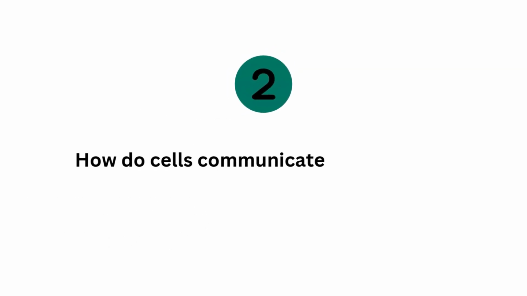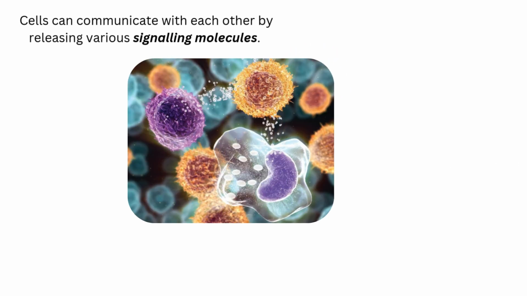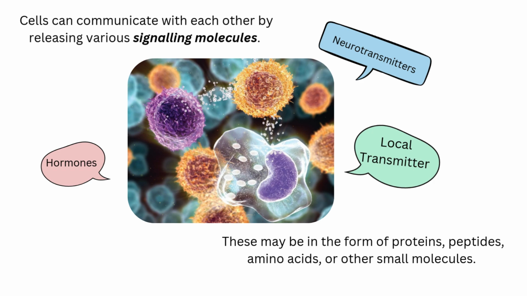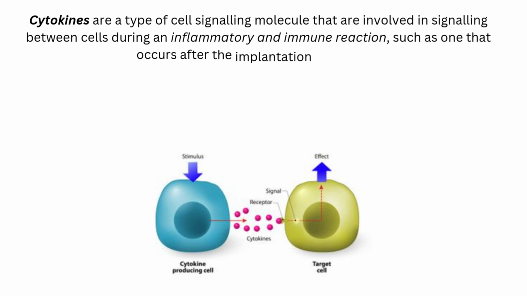Let's understand how cells communicate with each other following the implantation of a material. Cells can communicate with each other by releasing various signaling molecules such as hormones, neurotransmitters, or local transmitters. These may be in the form of proteins, peptides, amino acids, or other small molecules. Cytokines are a type of cell signaling molecule which are mainly characterized as local transmitters and are involved in signaling between cells during an inflammatory and immune reaction, such as one that occurs after the implantation of an IOL.